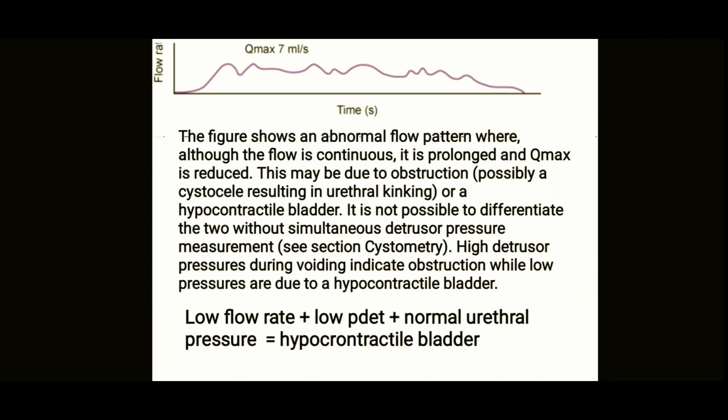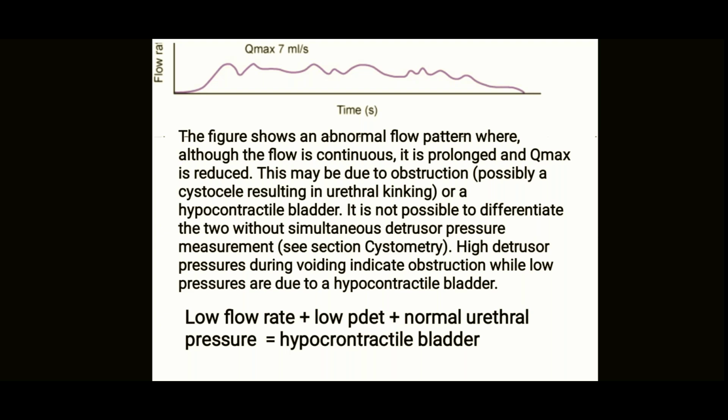Now this one again shows an obstruction, and whenever we get such abnormal uroflowmetries, we need to find out whether it is because of the hypocontractile bladder, that means there is any problem with the bladder, or there is any problem with the outlet. So here, in this figure, it shows an abnormal flow pattern where, although the flow is continuous, it is prolonged and the Qmax is reduced. This may be due to the obstruction or hypocontractile bladder. So we cannot say right now.